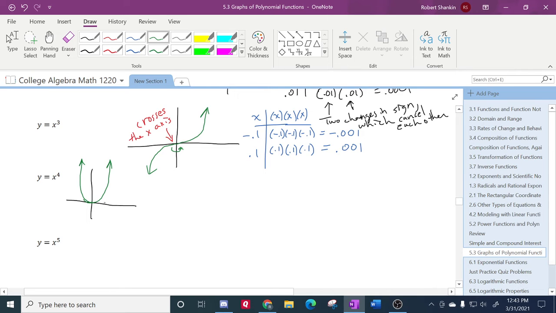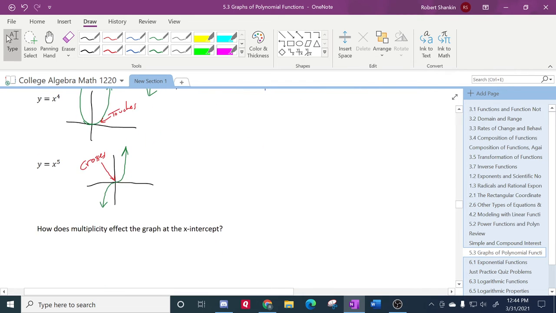And once again, it touches for the x-intercept. And x to the 5th, that's going to look like this one, but even steeper. And here it once again crosses the x-axis right there.